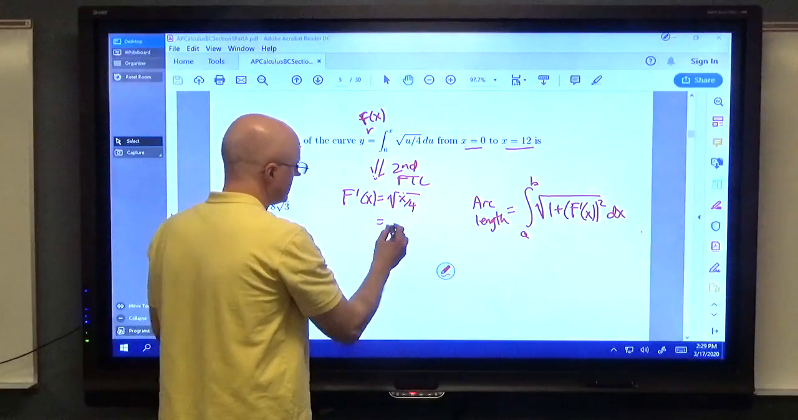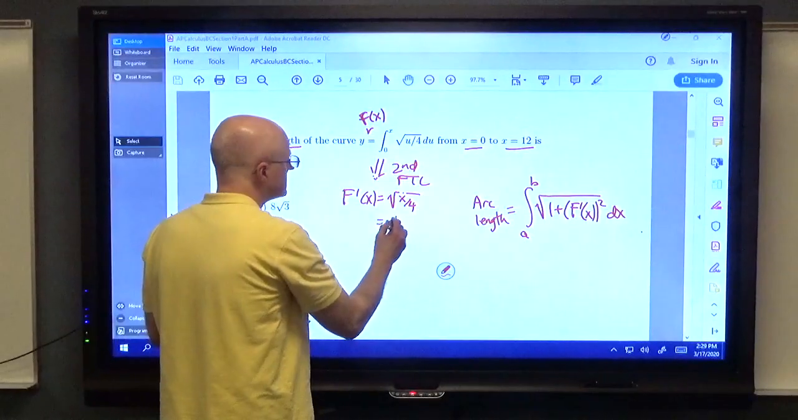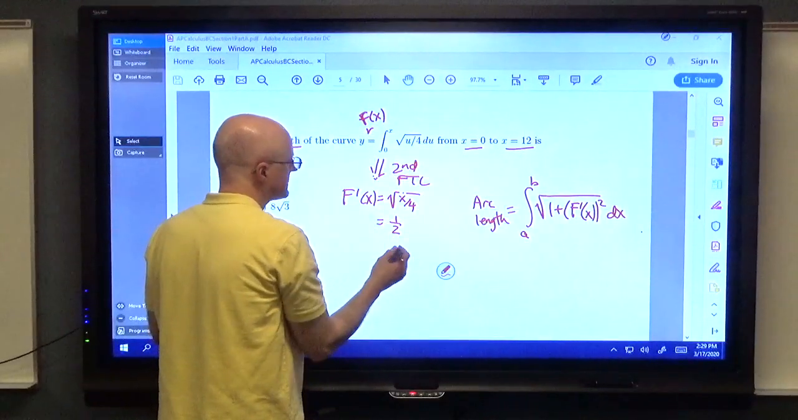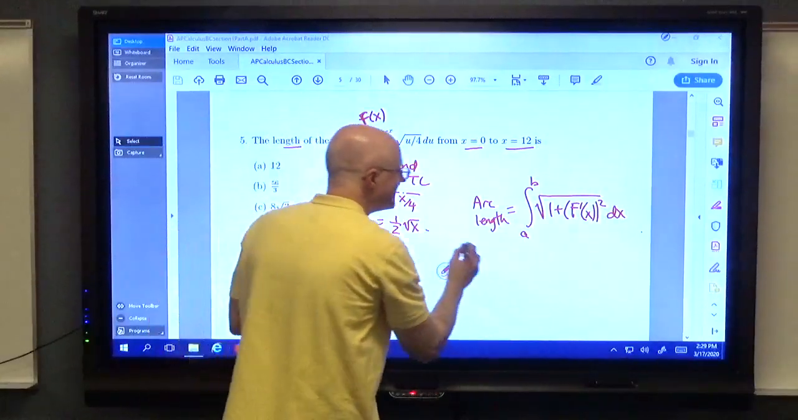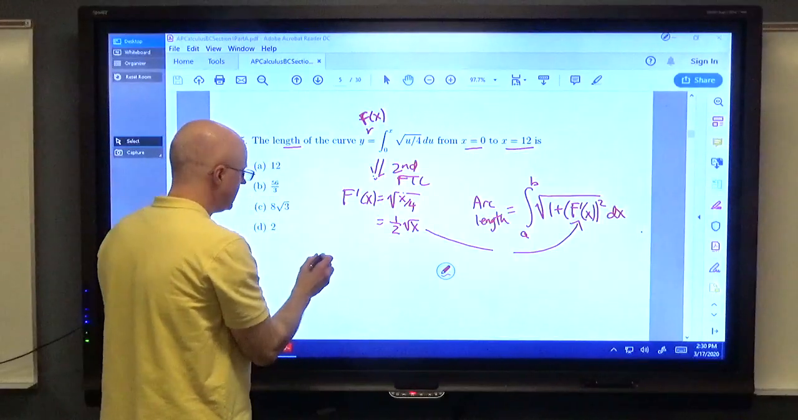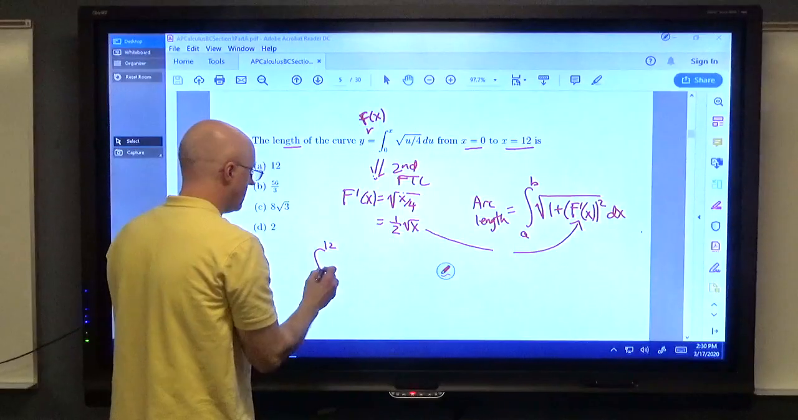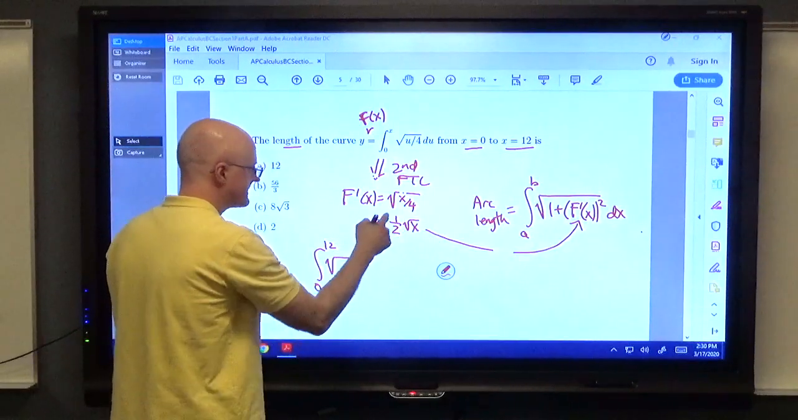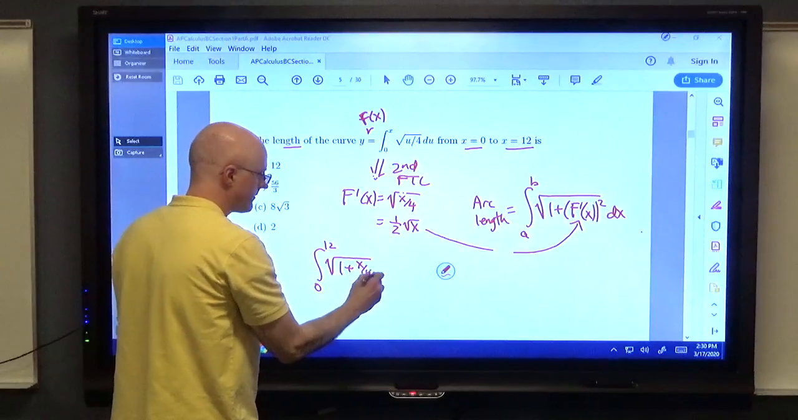This can be simplified, if you like, to square root of x over square root of 4. Square root of 4 is 2, so this is 1/2 square root of x. Although I guess I didn't have to do that because I'm going to square it. So the integral that we need to do is the integral from 0 to 12 of square root of this thing squared, which just really makes the square root go away. You get an x over 4.